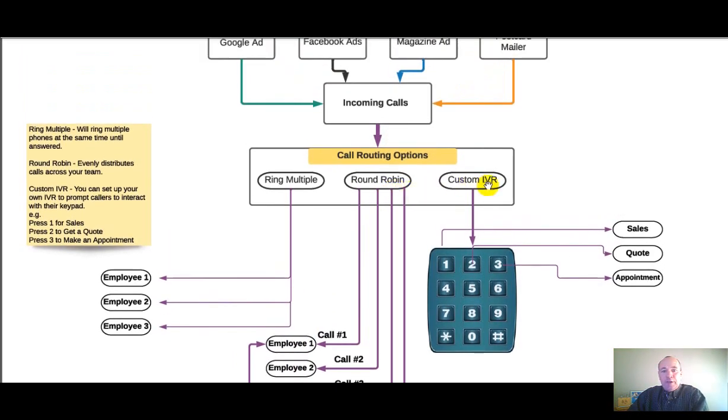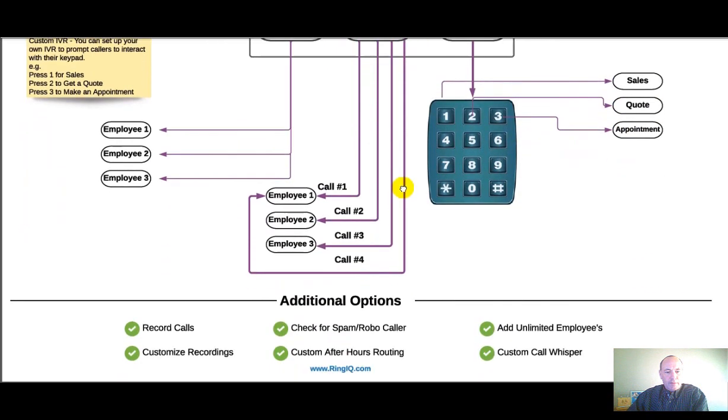The third option is a custom IVR. You can set this up any way that you want to, and it basically prompts a caller to interact with their keypad on their phone. In this example, I set it up so if the caller presses 1, it'll be routed to whatever sales numbers you want. 2 will be to get a quote. 3 will be to set an appointment with you.